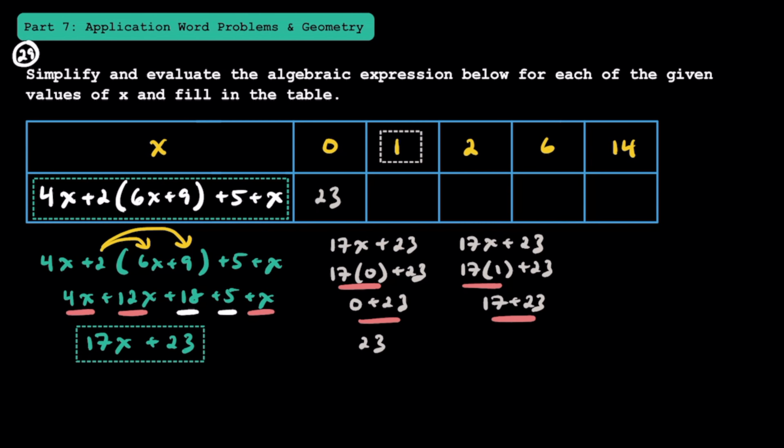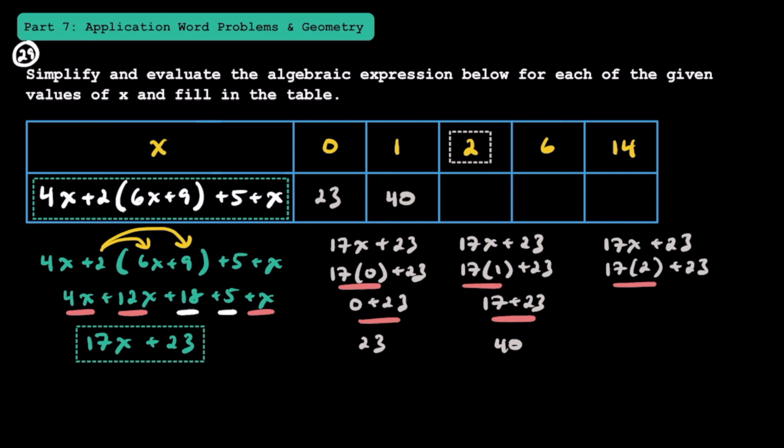And 17 plus 23 is going to equal 40. When x is equal to 1, the expression is equal to 40. Now we're going to evaluate the expression when x is equal to 2. When x is 2, we have 17 times 2 plus 23. 17 times 2 is going to be 34, so we have 34 plus 23, and 34 plus 23 is going to equal 67. When x is equal to 2, the expression is equal to 67.